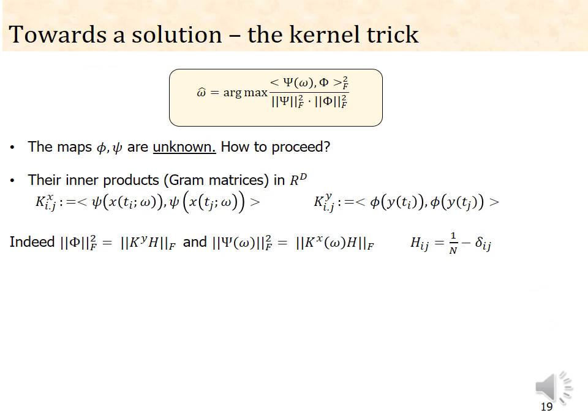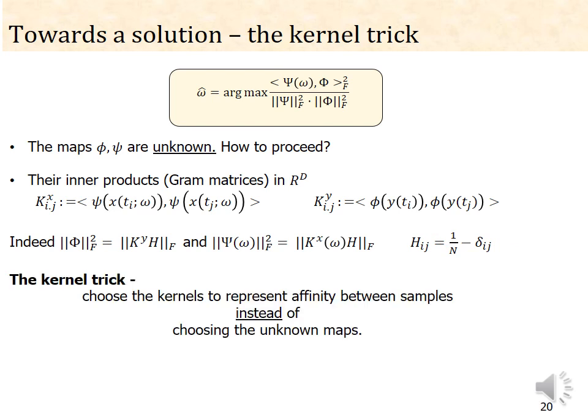Okay, so now we have to start doing things because we know that phi and psi are unknown to us, and we know that they generally live in an infinite dimensional function space. All right. So what we'll do, as one often does in kernel methods, we'll first observe that those inner products, the psi in different times and phi in different times, yield kernels, symmetric matrices K^x and K^y. And we further note that the denominator here can be written in terms of those kernels Gram matrices, where H is simply the centering matrix.